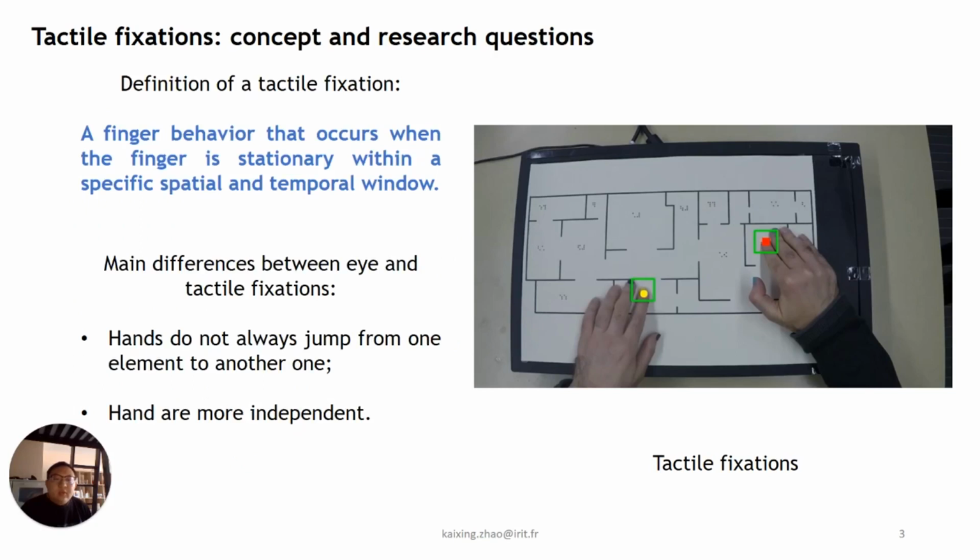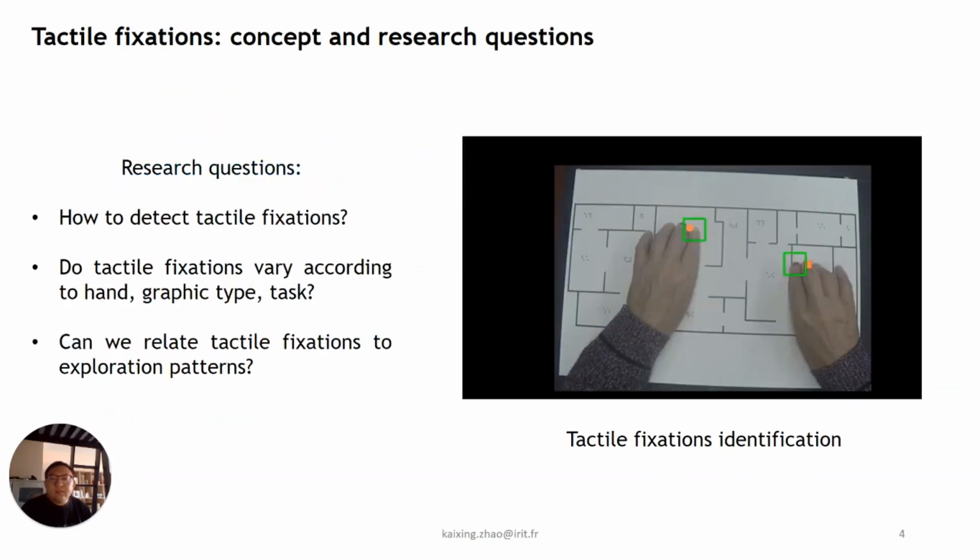We define a tactile fixation as a finger behavior that occurs when the finger is stationary within a specific spatial and temporal window. There are several differences between eye fixations and tactile fixations. For example, the hands can move along an outline and do not always jump from one element to another one. In addition, the two hands are more independent than the two eyes and allow complex two-handed strategies.